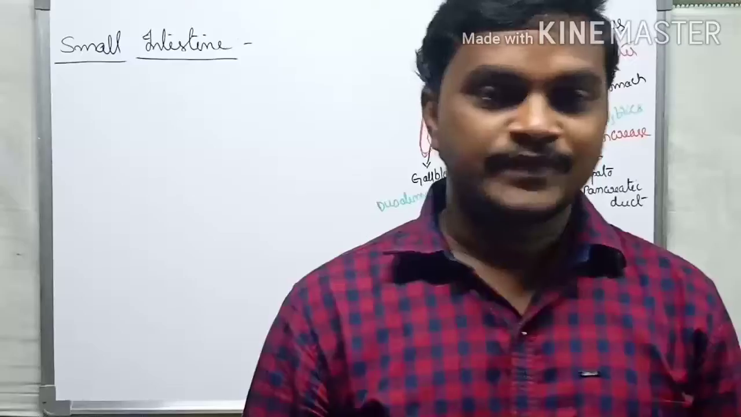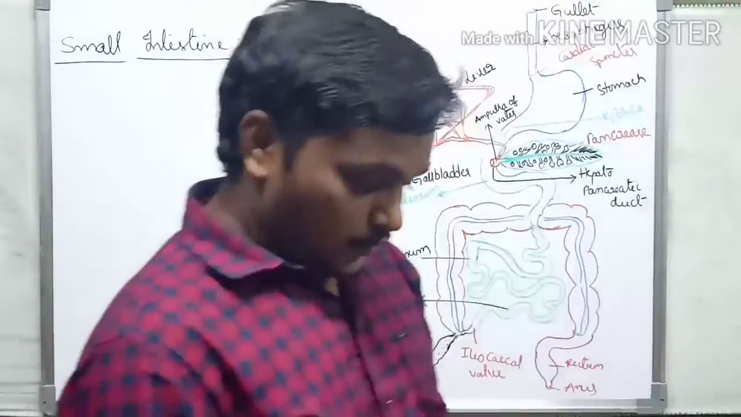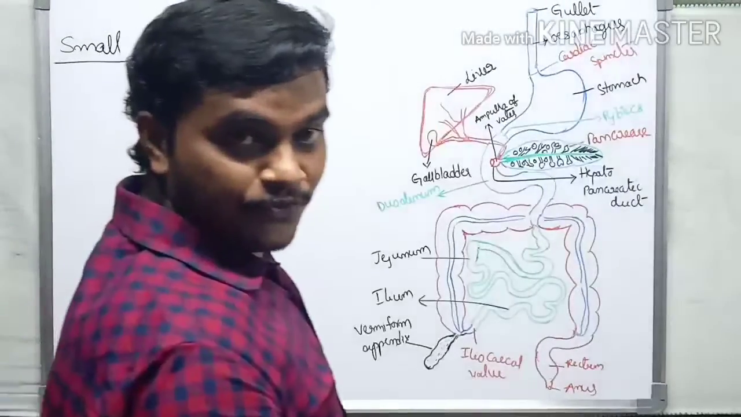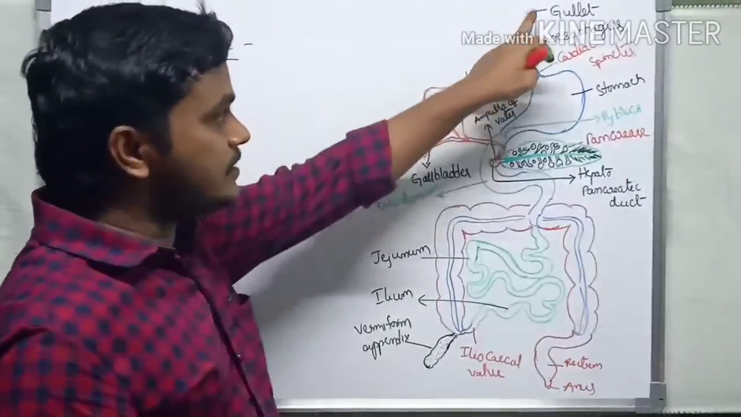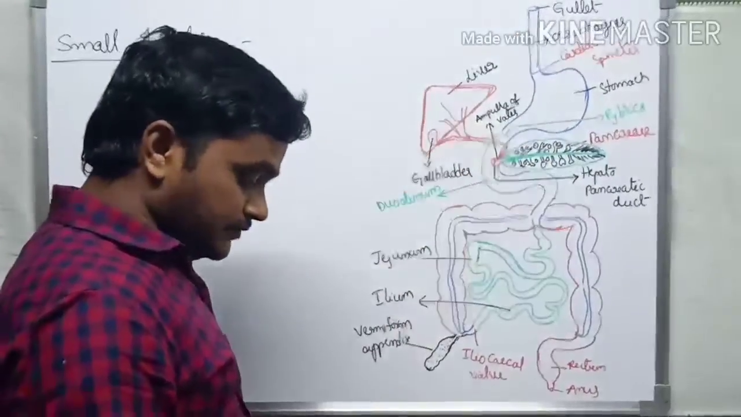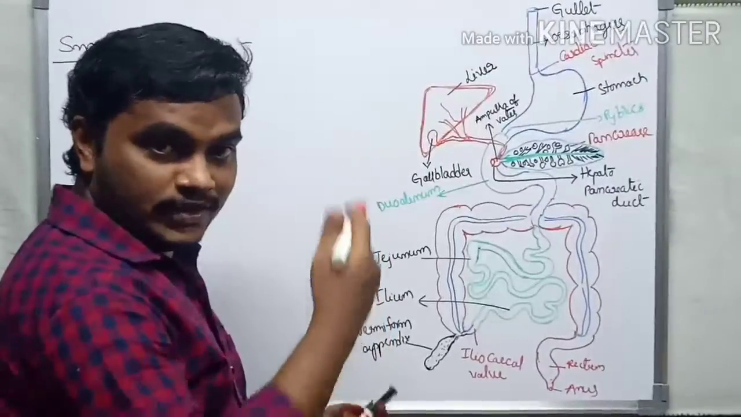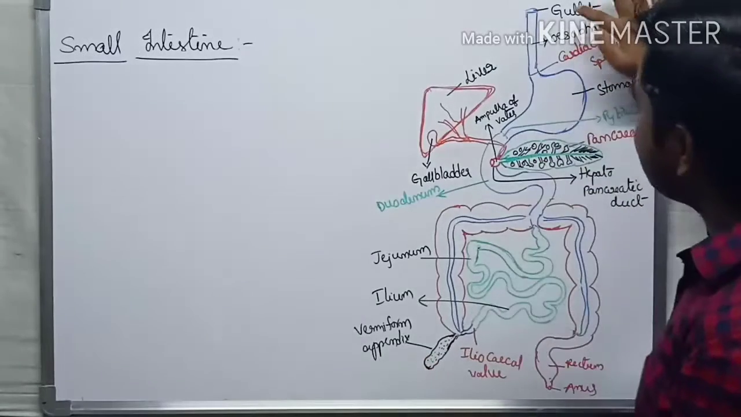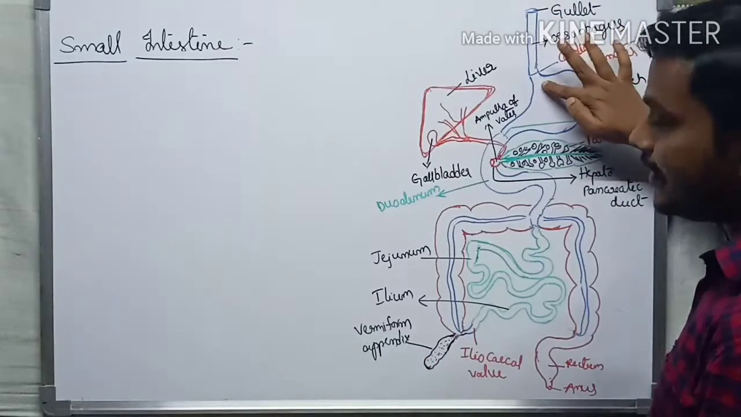Back to the class. Next, we are going to discuss the topic of the small intestine. Before going to the small intestine, we'll describe some structures, those of the alimentary canal of our digestive system. First, it starts with the gullet. The esophagus starts with the gullet and ends with the cardiac sphincter.